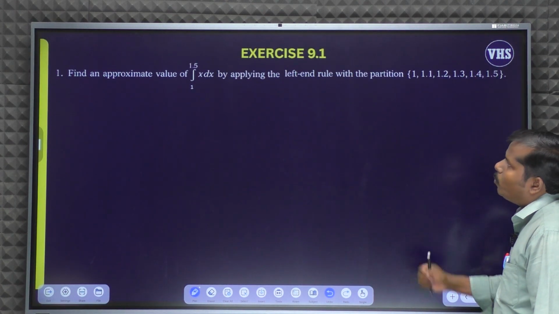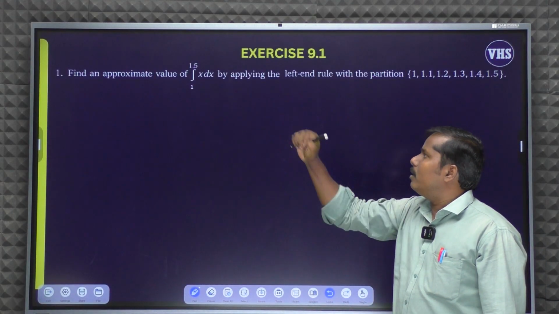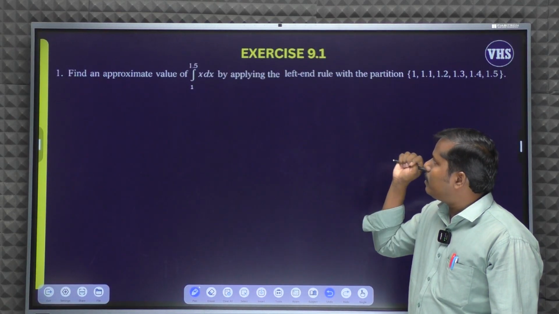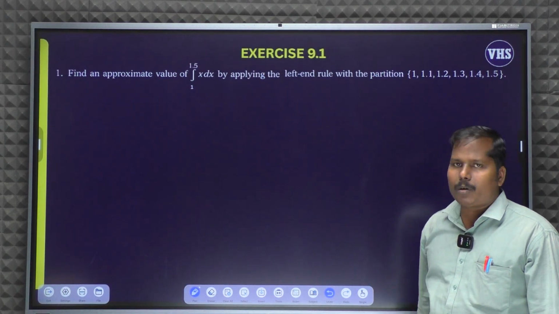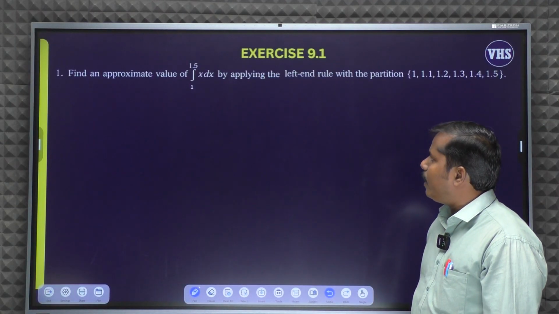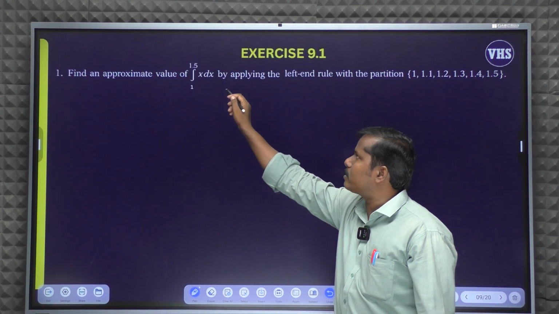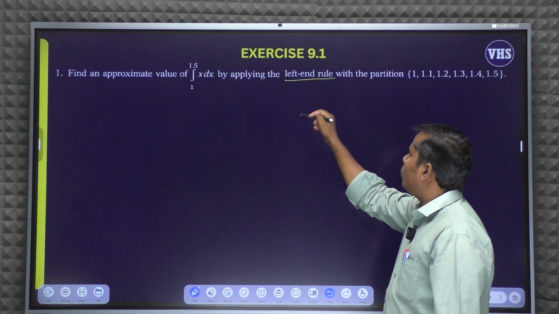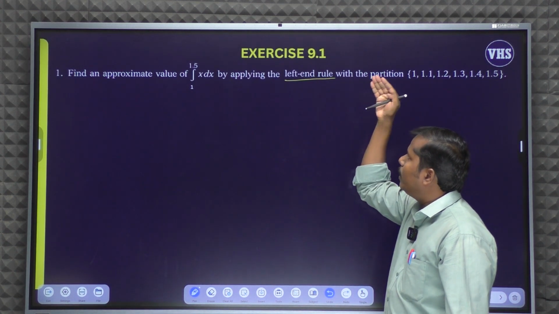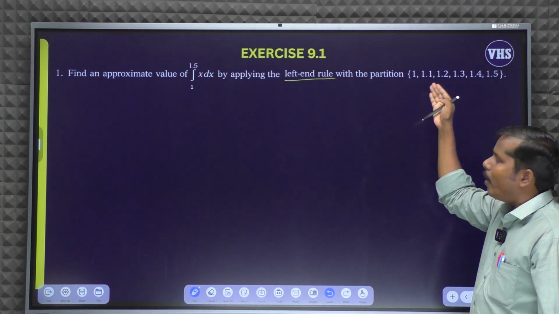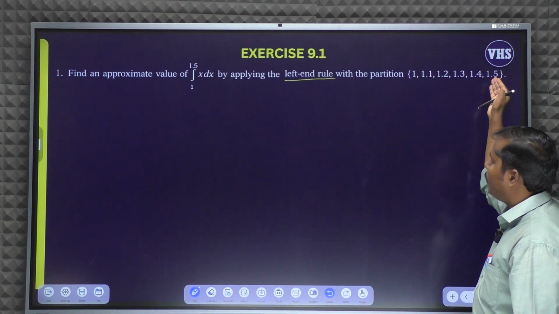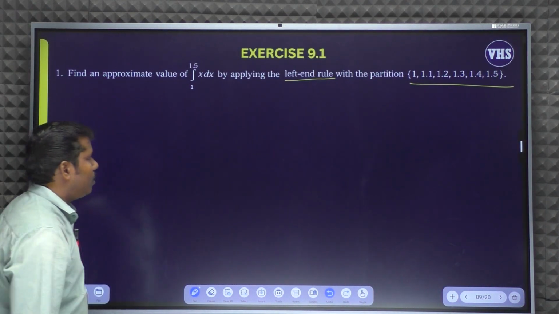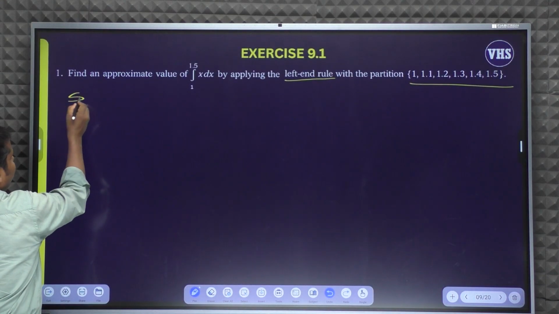Let's go to exercise 9.1 straight away. There are 3 sums. Each problem is a 3-mark question. Students, listen carefully. Easily you can get 3 marks. Let's have a look at question number 1 here. Find an approximate value of the integral from 1 to 1.5 of x dx by applying the left hand rule. That is very, very important. Though you have 3 rules, we have to utilize the left hand rule here, with the partition 1, 1.1, 1.2, etc., 1.5. The partition is given straight away. Okay, students, here we are going to utilize the left hand rule. Okay, let's enter into the problem.